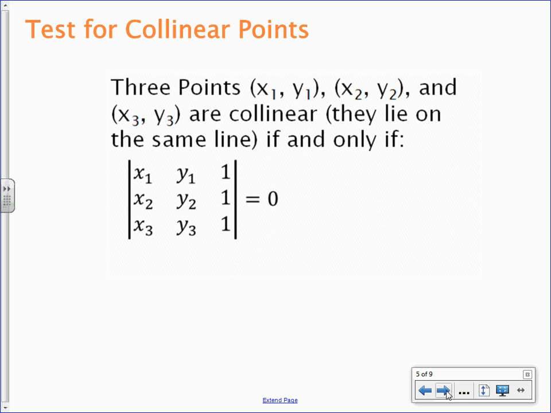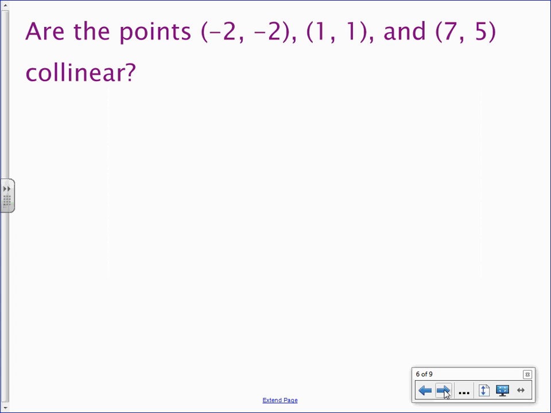So if I were to ask you, are these 3 points collinear? All you're going to have to do is find this determinant with these ones in the third column. If it's 0, yes, they are collinear. If it's not 0, no, they are not collinear. We can find the area of that triangle. So let's try it with these. Are these 3 points collinear?